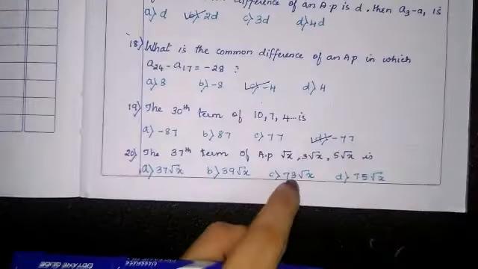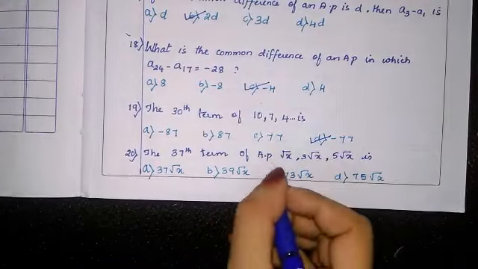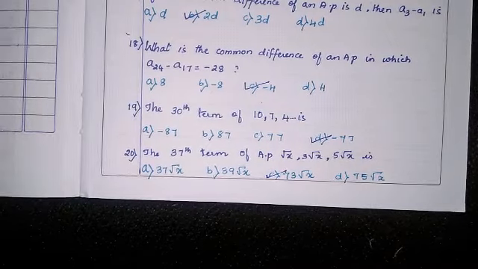The 37th term is 73 root x. C is the correct option. Now let us see the next question.